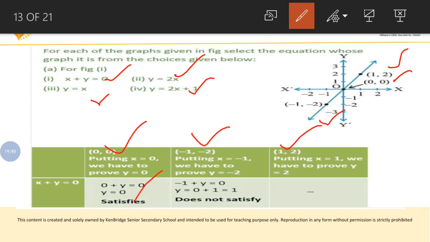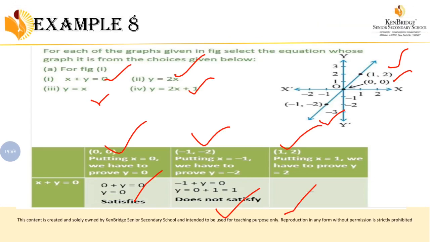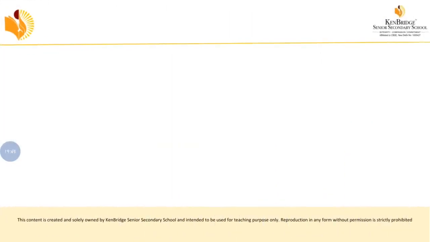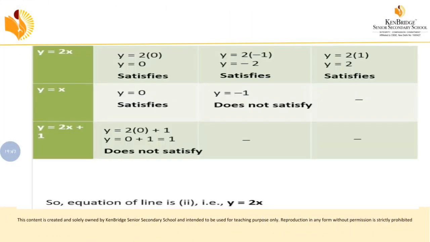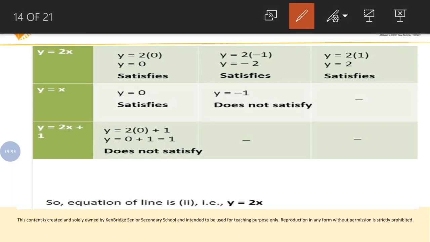If you take (0, 0), it satisfies the condition, right? And when you take (-1, -2), it is not satisfied. So definitely (1, 2) also will not be satisfied. Okay, so let's move on to the next equation. The next one, y is equal to 2x. For y is equal to 2x, all 3 points are satisfied. And for y is equal to x, only 1 is satisfied and the other 2 are not satisfied.